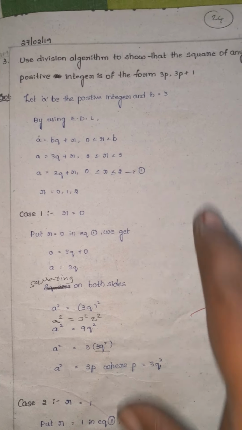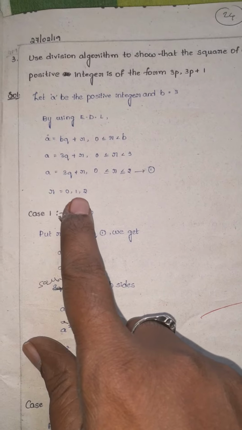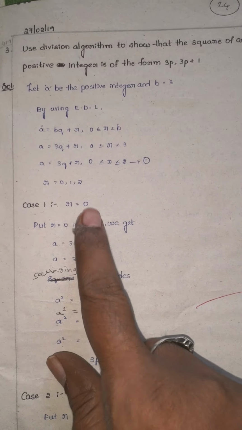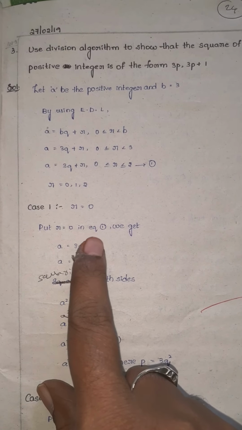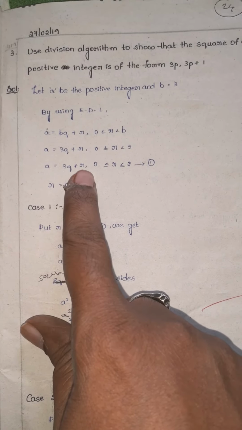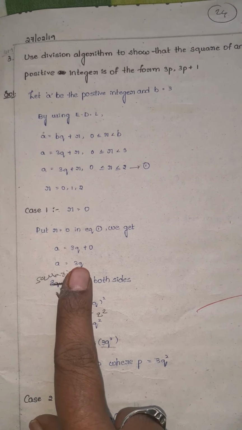Consider this as equation 1. So r is equal to 0, 1, 2. Case 1: r is equal to 0. Put r equal to 0 in equation 1, we will get a is equal to 3q plus 0, and 3q plus 0 is 3q.